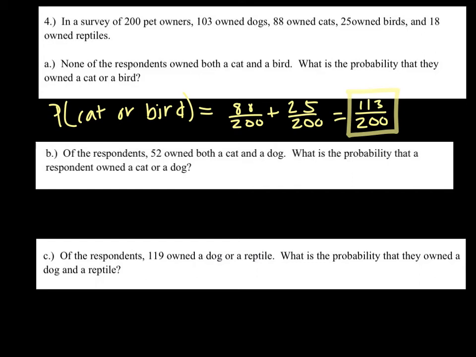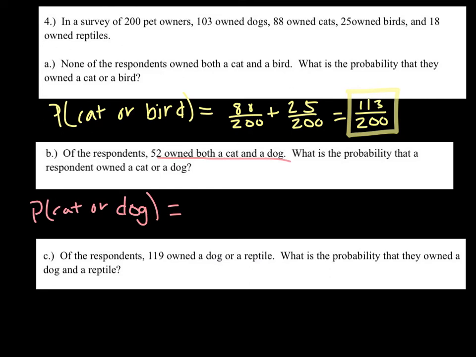So letter B says, okay, well, of the respondents, 52 owned a cat and a dog. So that's the overlap. 52 owned both. What is the probability that the respondent owned a cat or a dog? So here, if we're trying to find the probability of cat or dog, this is where we do add up both parts, but because there's overlap where people own both, we need to subtract that because we want cat or dog owners. We don't want to include cat and dog owners.